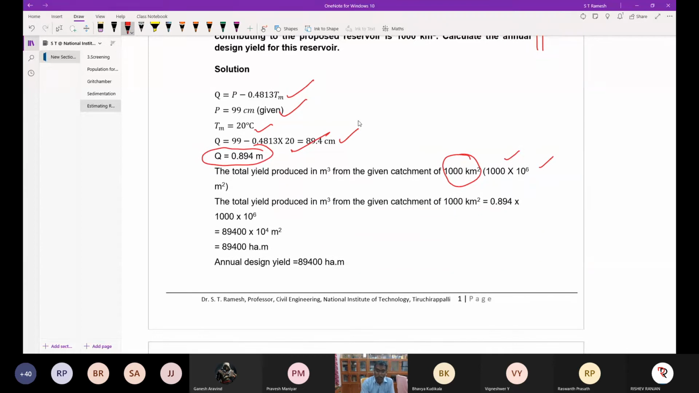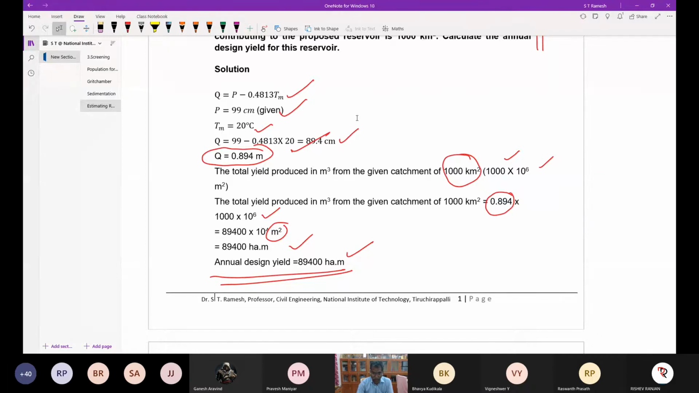So that is 1000 into 0.894, this is your Q value, into 1000 square kilometers. You make it in terms of meter square, and it is also possible to project in terms of hectare meter. 1 hectare is equal to 10 power 4 meter square. So you can calculate now the annual design yield is equal to 89,400 hectare meter of the surface water yield from a particular catchment area of 1000 square kilometer.